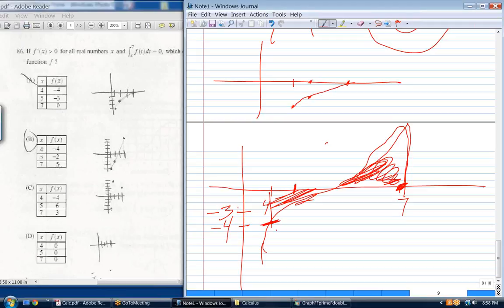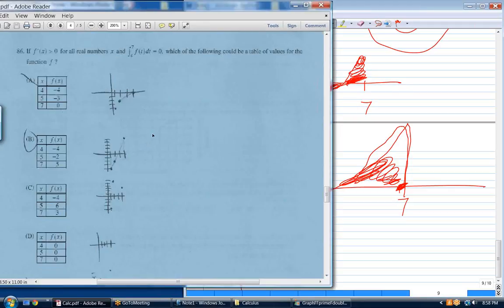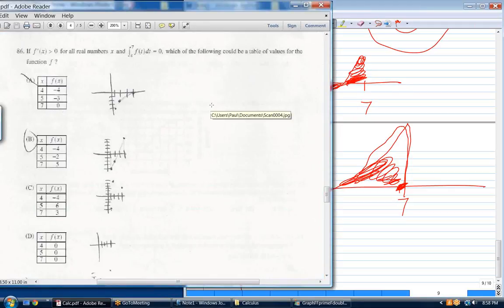This, B, could be the right answer. We have a -4 there. At 5, we have a -2. And at 7, we are above the y-axis. So it's possible that if we integrate from 4 to 7, this negative area perfectly balances out this positive area, and that integral is going to be equal to 0. So B could be right. Which of the following could be a table of values?